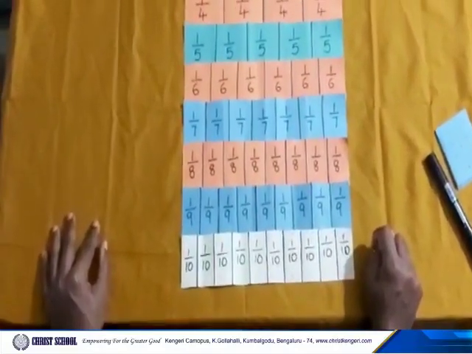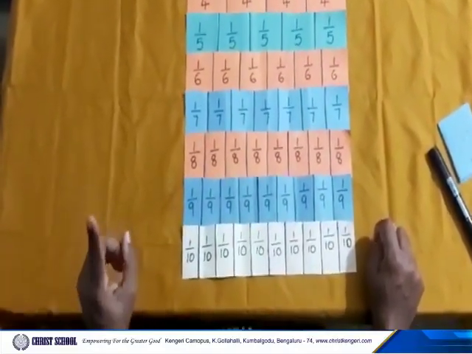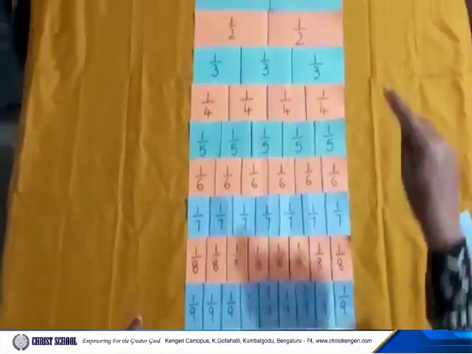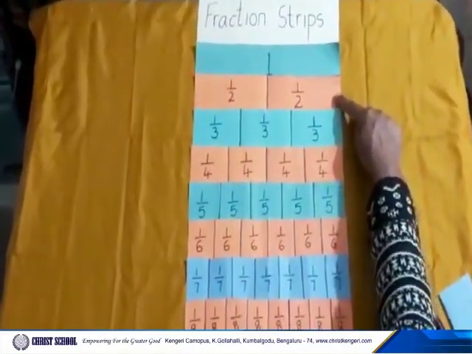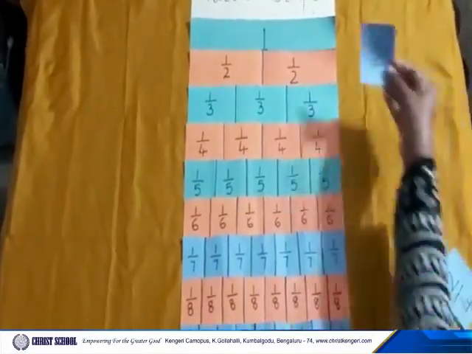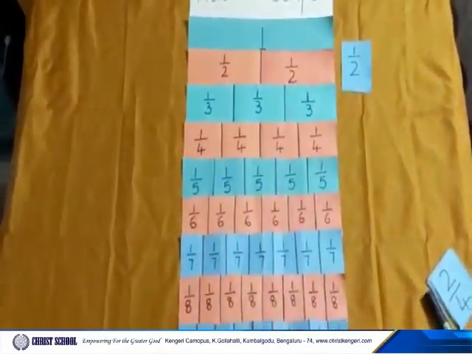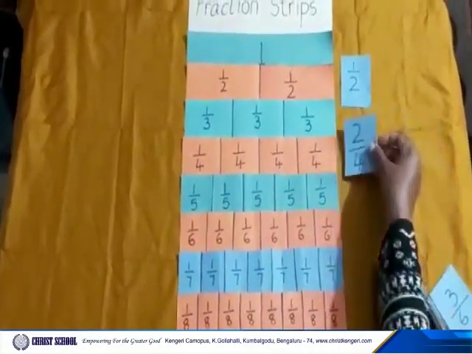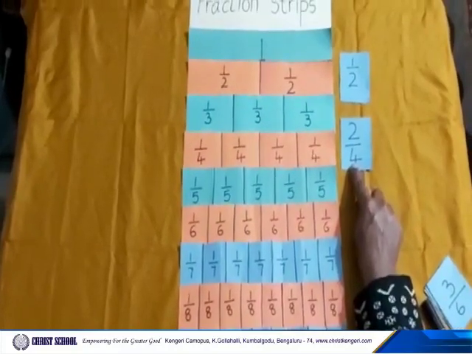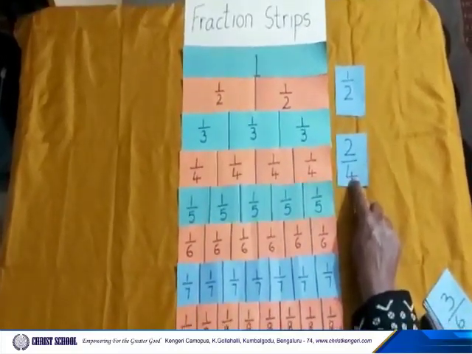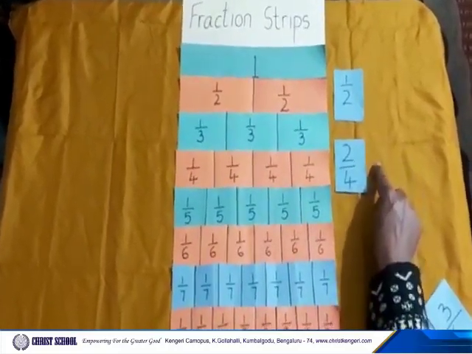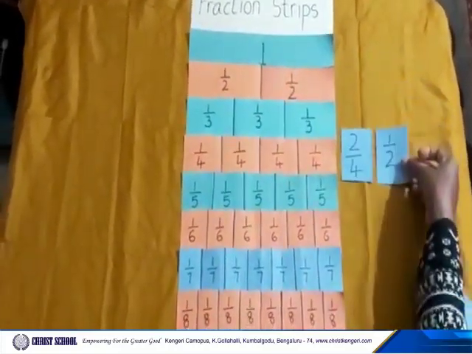We will find out the fractions that are the same size as 1 by 2. 1 by 2. 2 by 4. This 2 by 4 is further simplified, which becomes 1 by 2. 2 ones, 2 twos. So the result will be 1 by 2, which will be equal to 1 by 2.